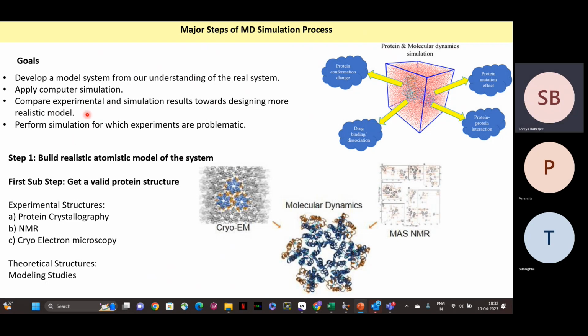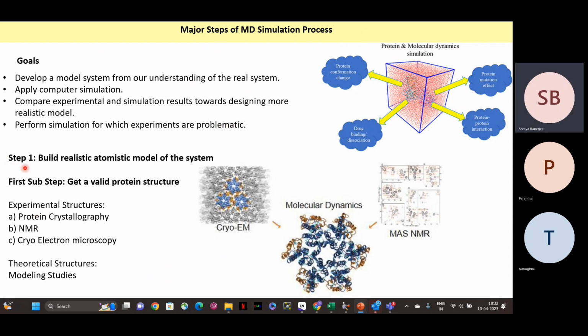And the advantage of simulation is that there are many cases where the experiments are problematic. Like I discussed, there are many cases where, say, protein folding is occurring on a very short time scale that can't be observed experimentally. So those are cases where the simulation comes in handy.